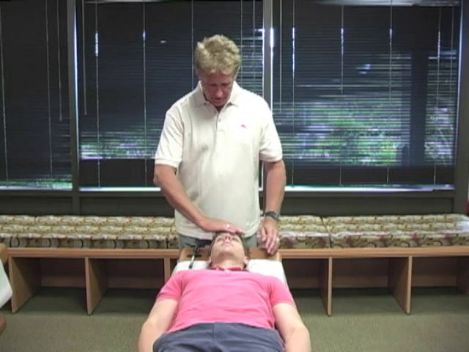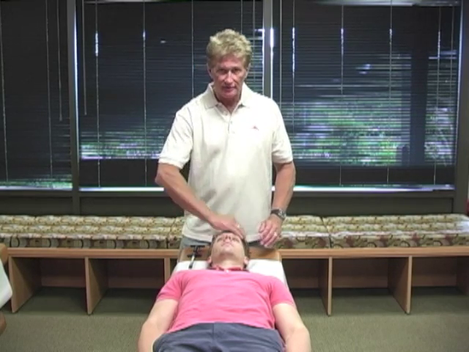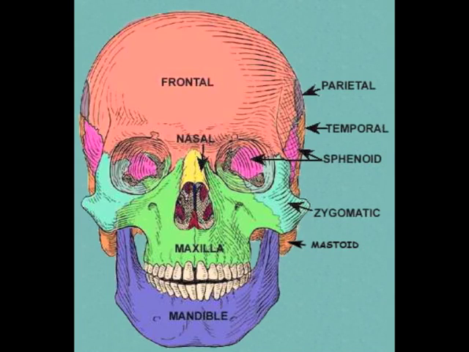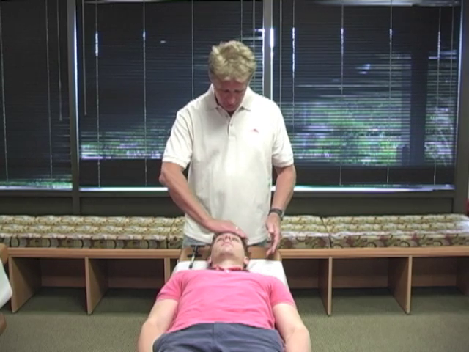The next one I want to address is the frontal bone. The frontal bone is this one that sits right over here. A lot of times patients can have problems with thinking, problems with cognition. We'll see patients that have problems with the temporals and frontals together.